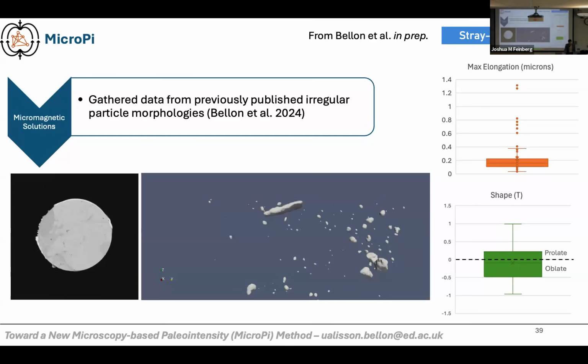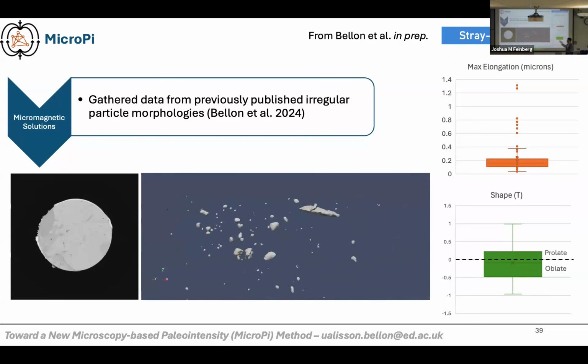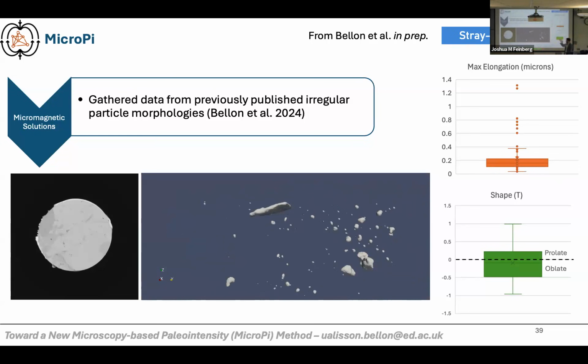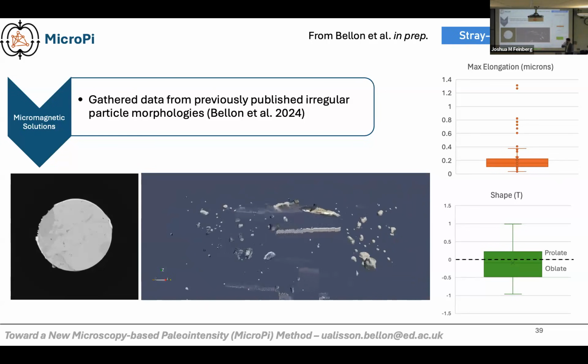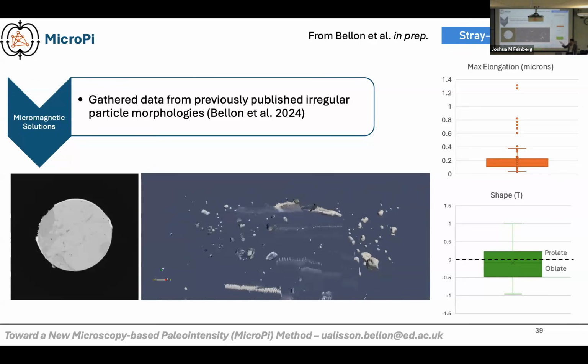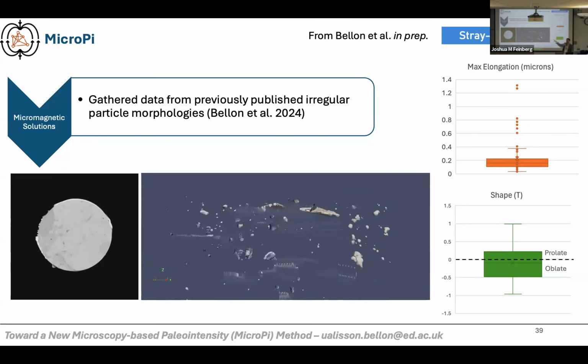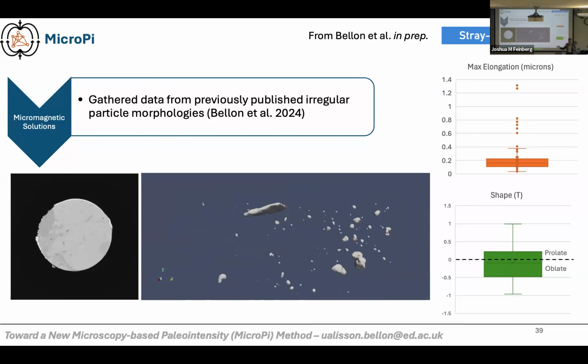To try to tackle that, I have run models, because that's what I do. I have taken data from a previously published paper where we acquired tomography from samples from the Neoproterozoic carbonates, and then we identified all of these magnetic particles within that, ran micromagnetic solutions, and got the most likely domain states for each one of them.